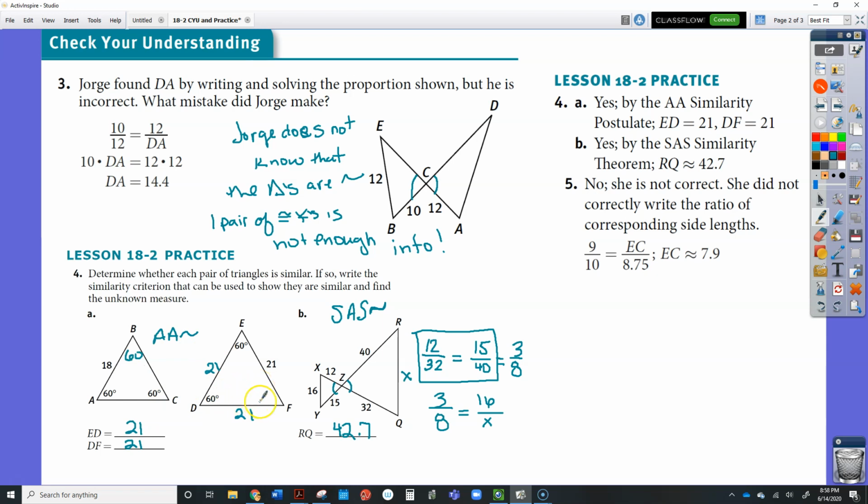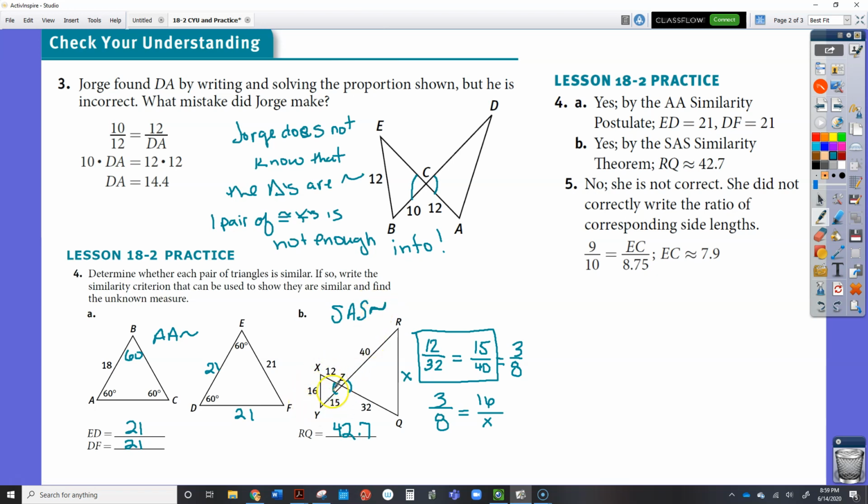And then if this one side is 21, then all sides on that triangle are 21. Part B, I did make sure that it was side angle side similarity before I started working it.